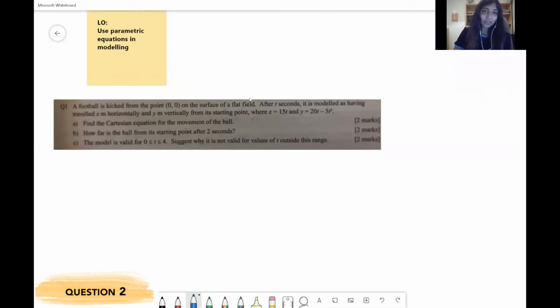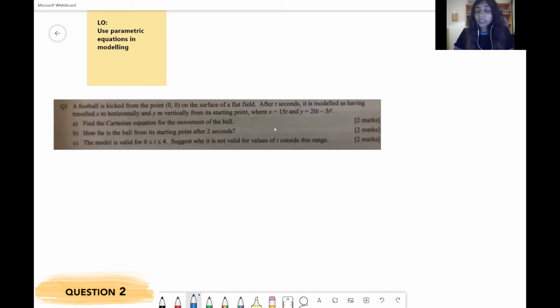Okay, so here's another question, and feel free to try it out for yourself again to see if you understood what to do. So we have a football is kicked from the point (0, 0) on the surface of a flat field. After t seconds, it is modeled as having travelled x meters horizontally and y meters vertically from its starting point, where x is equal to 15t and y is equal to 20t minus 5t squared. So the first bit is we want to try and find the Cartesian equation for the movement of the ball.